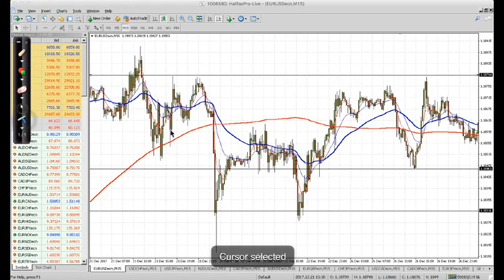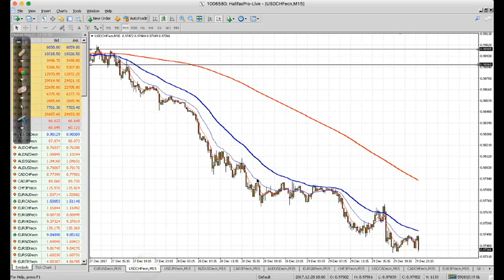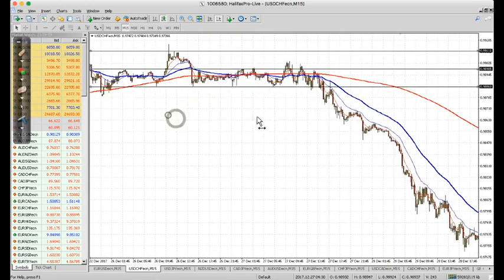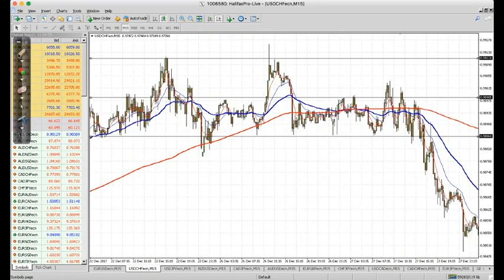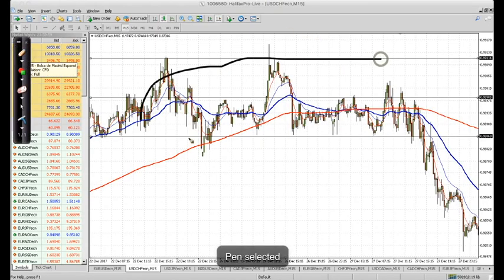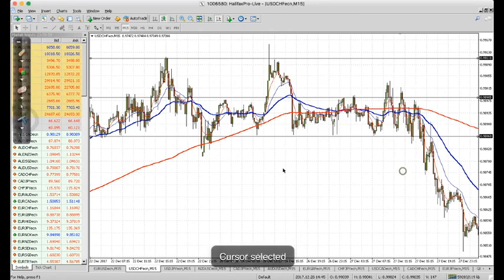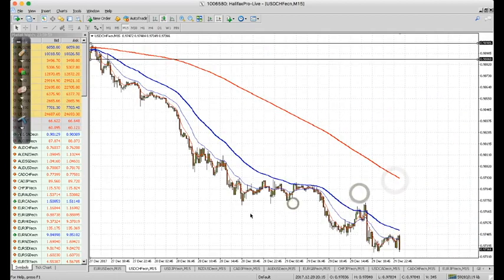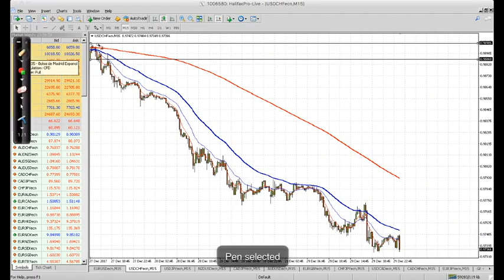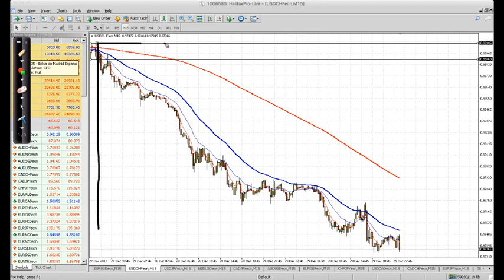So let me show you an example of a very clear downtrend, okay? Let's go to dollar franc, another currency pair. So you can see that, again, in this phase over here, it is neither a downtrend nor an uptrend. It's in a sideways pattern. But over here, we are in a very, very nice downtrend phase.